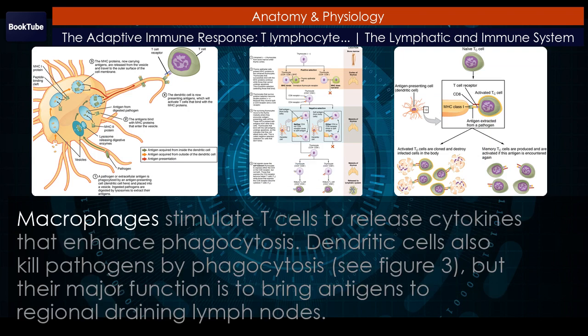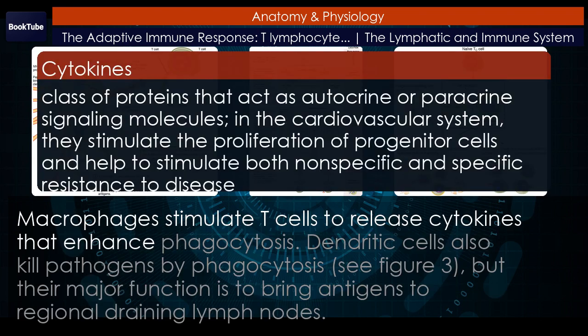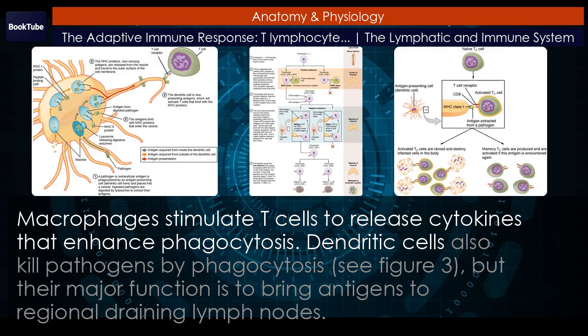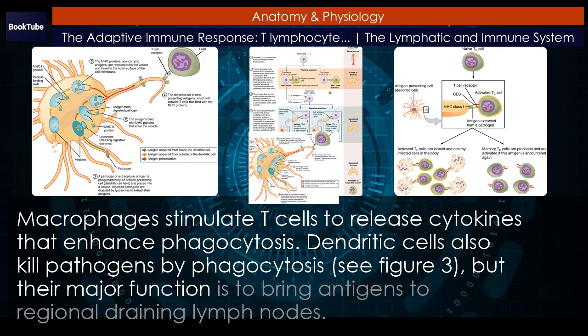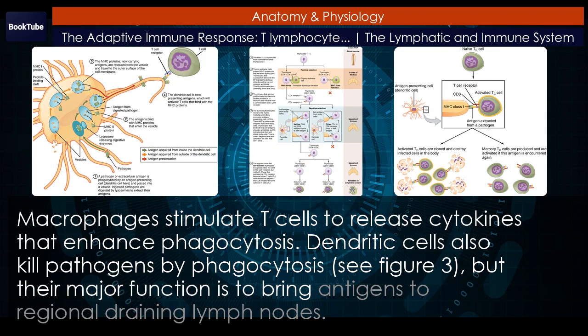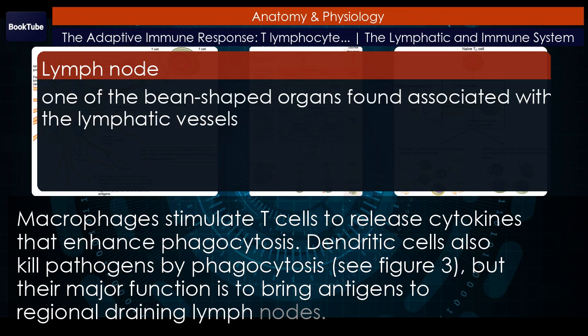Table 1. Macrophages stimulate T cells to release cytokines that enhance phagocytosis. Dendritic cells also kill pathogens by phagocytosis. See Figure 3. But their major function is to bring antigens to regional draining lymph nodes.